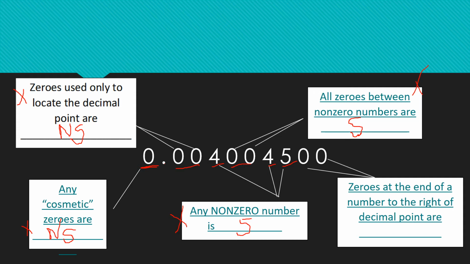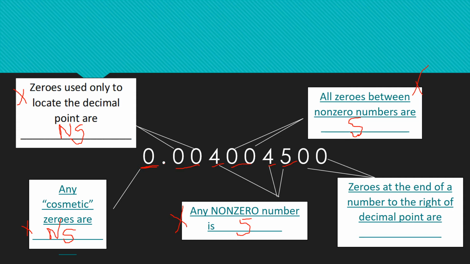It is important for us to know what's significant and non-significant because we need to be able to tell how many there are when we are determining how many there should be in our answer once we start actually doing the math. So basically, don't start counting significant figures until we get to a non-zero number.